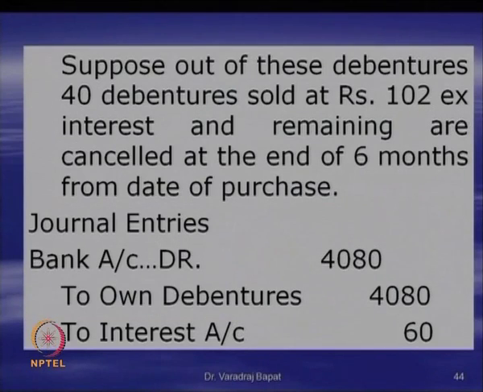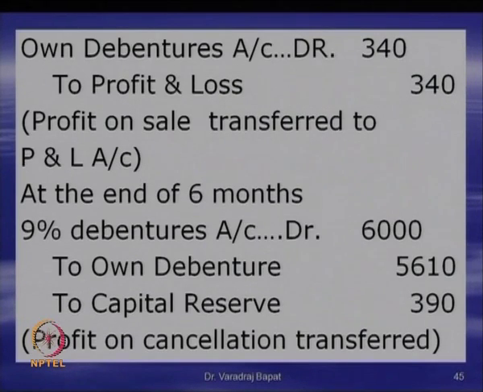How much will be the interest? We know that the interest is at 9% per debenture. We are going for 40 debentures. So 40 into 9 for the whole year, it would have been 360. Now here the proportionate interest taken is 60. So bank account debit 4080, to own debenture 4080 and to interest 60. Now here we have earned some profit, and that profit is 340 rupees. So own debenture account debit 340 and we will transfer 340 to profit and loss.